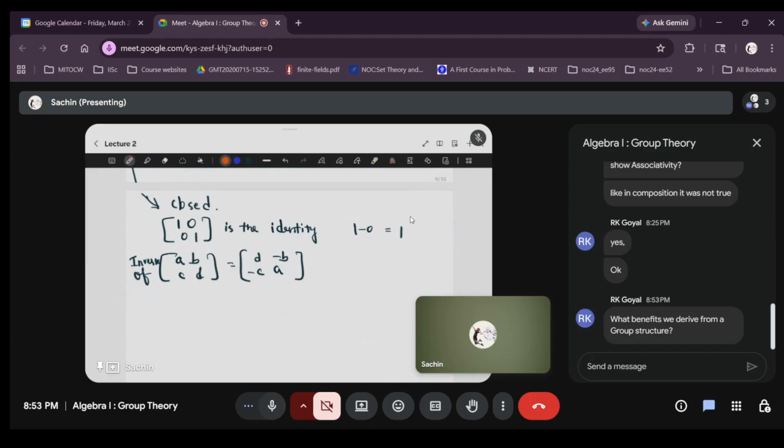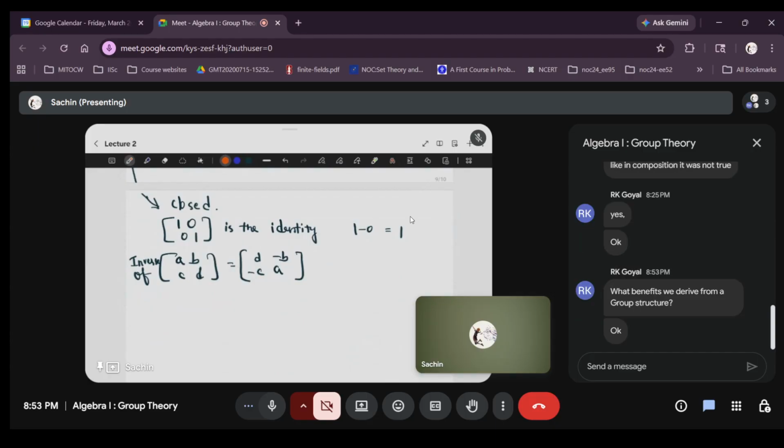So once a group has these properties, we can further derive more properties just by looking at these group properties. I will show all of that in later classes. So then you don't have to worry about the exact operation, because anything that is true for a general group is true for a particular group also.